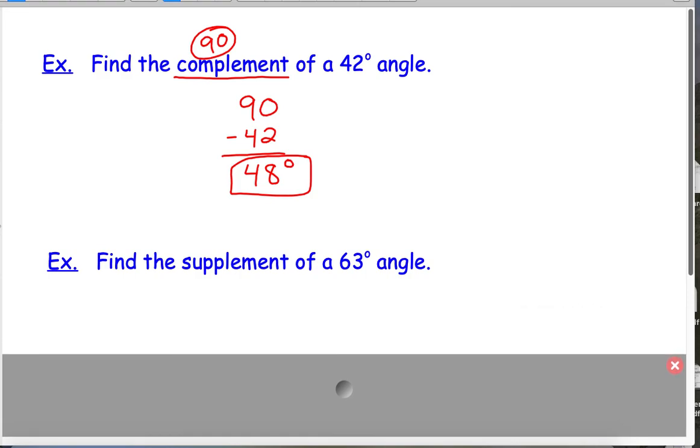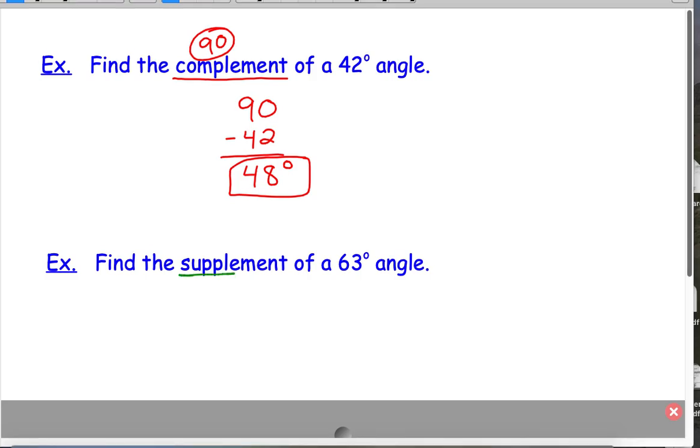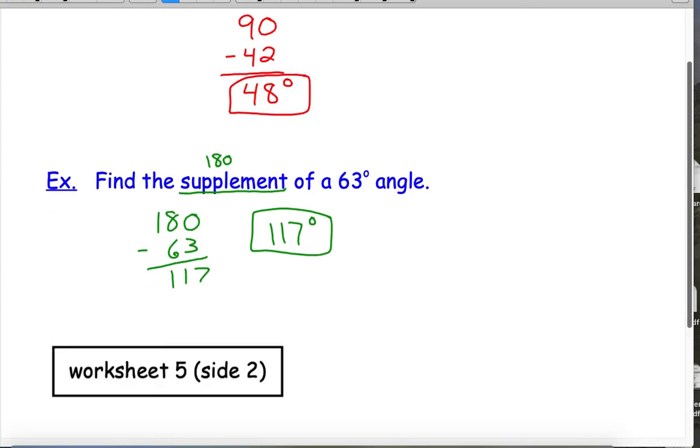How about finding the supplement of a 63 degree angle? Well, supplementary means they add up to 180. So if one of them is 63 degrees, let's subtract that from 180 and see what's left. And we get 117 degrees. And it's as easy as that. So you just have to remember what the terms are. Complementary, they add up to 90. Supplementary, they add up to 180. So the second side of worksheet 5 deals with complementary and supplementary.